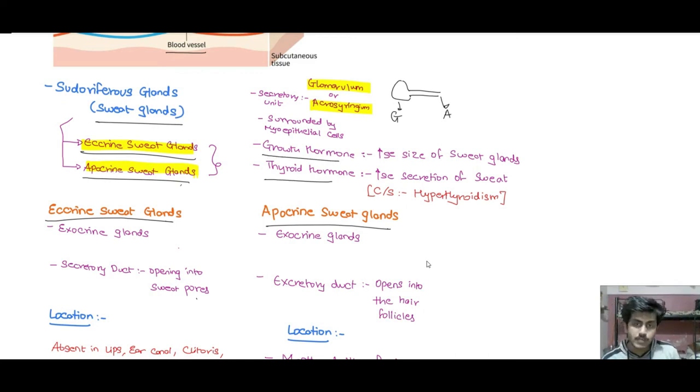और थायराइड हार्मोन से रिलेटेड भी हमारे पास एक क्लिनिकल सिग्निफिकेंस है, that is in case of hyperthyroidism. जो पेशेंट्स होते हैं उनमें स्वेटिंग ज़्यादा होती है because of the excess of thyroid hormone regulating in our body, और जो ग्रोथ हार्मोन है it is responsible to increase the size of the sweat gland, whereas जो थायराइड हार्मोन है it is responsible to increase the secretion of the sweat itself.